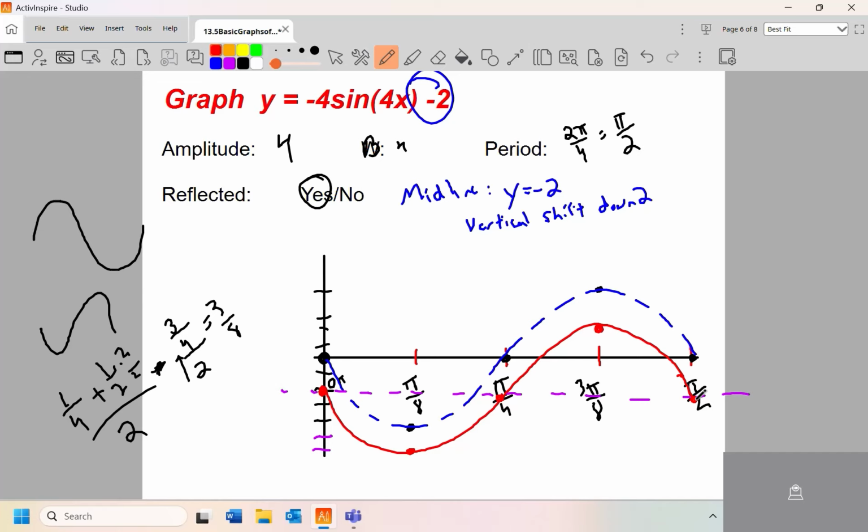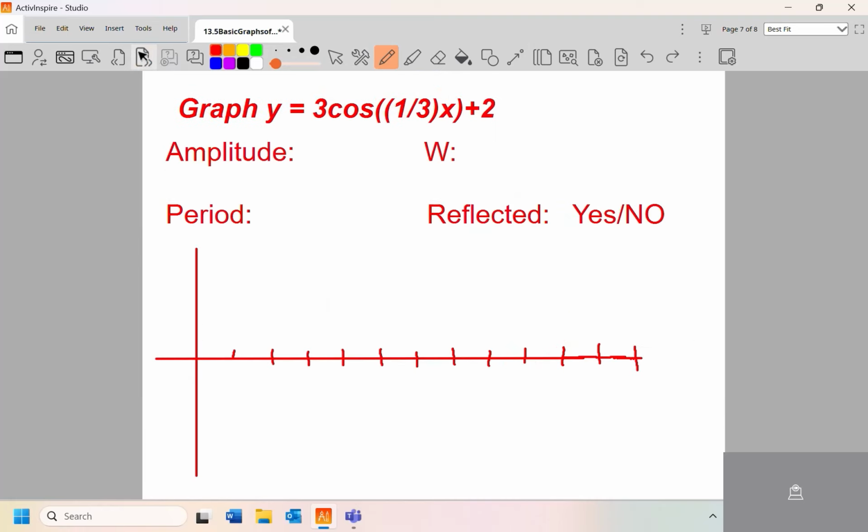And some kids see that and some kids don't. Some kids think the dashed one is the graph. Whatever. Pay attention in high school.